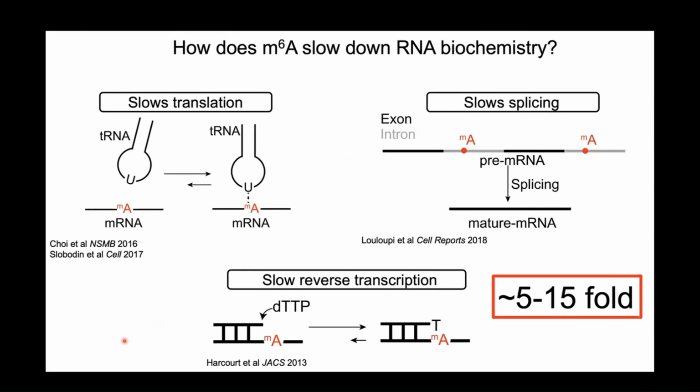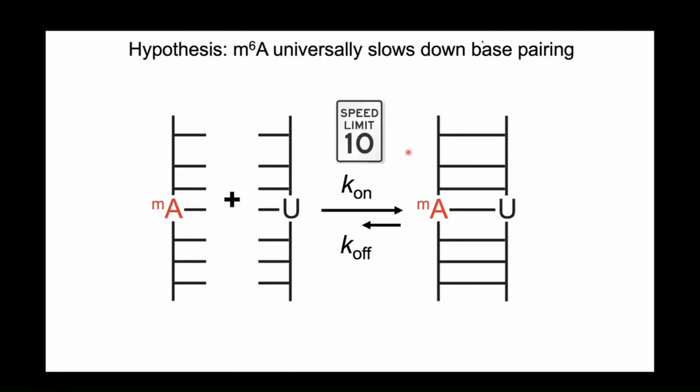And the question that I would like to address today is, how is it that this methyl group slows down these biochemical processes to give rise to very important downstream biological effects that I don't have time to go over today? Okay, so we came up with a hypothesis, which is that in all the processes that I just showed you, what must happen is that the RNA hybridizes with another RNA.